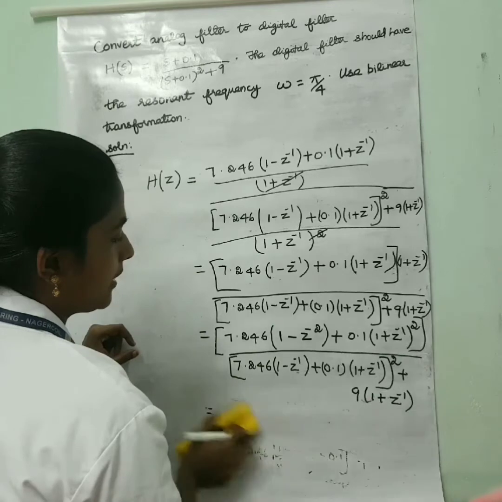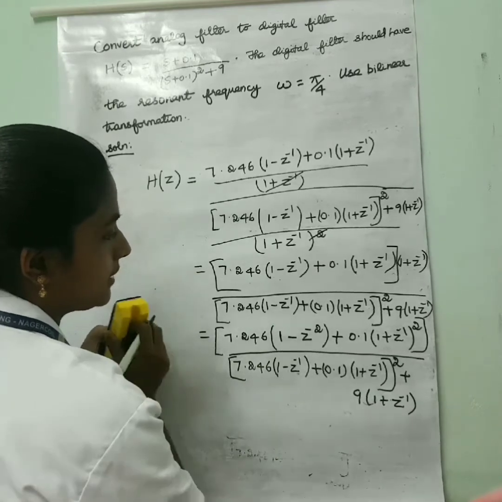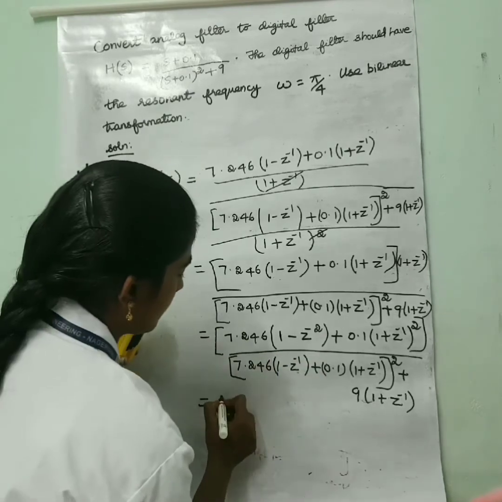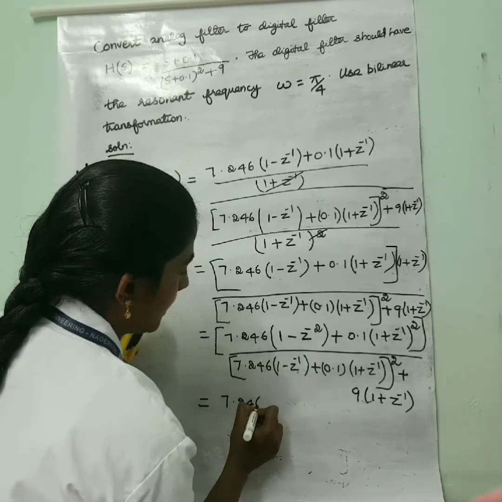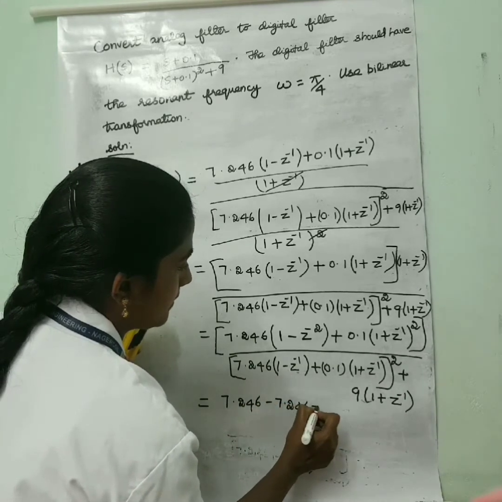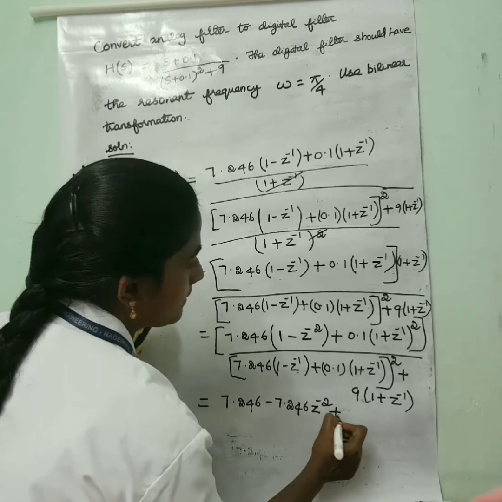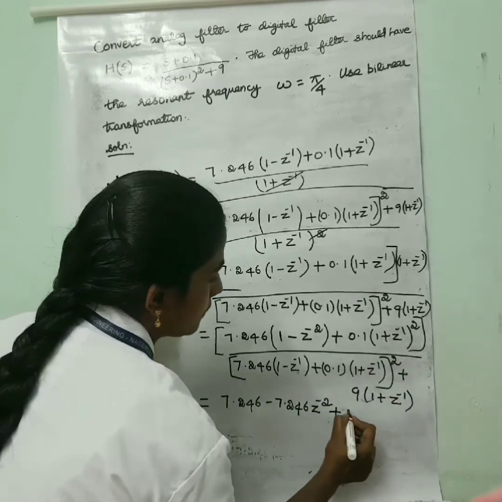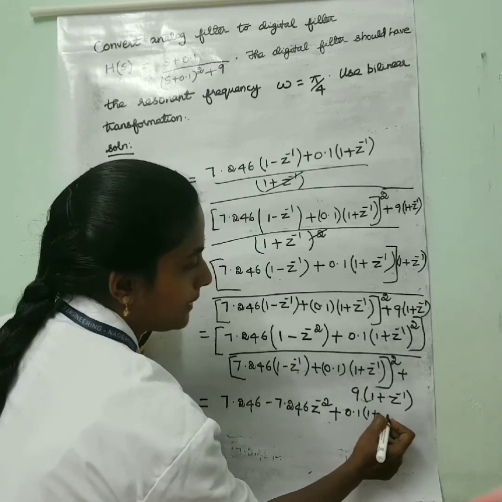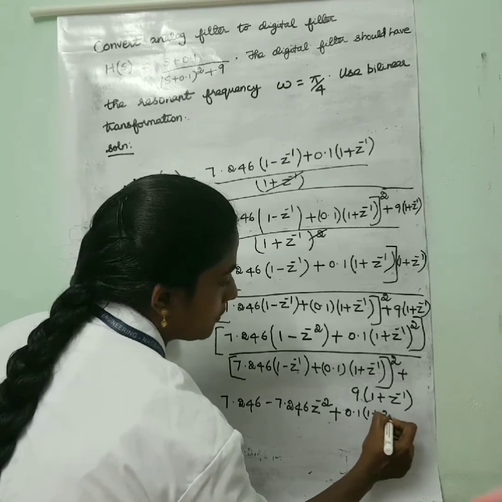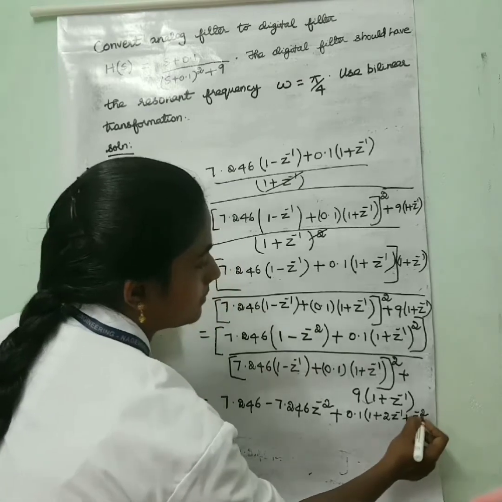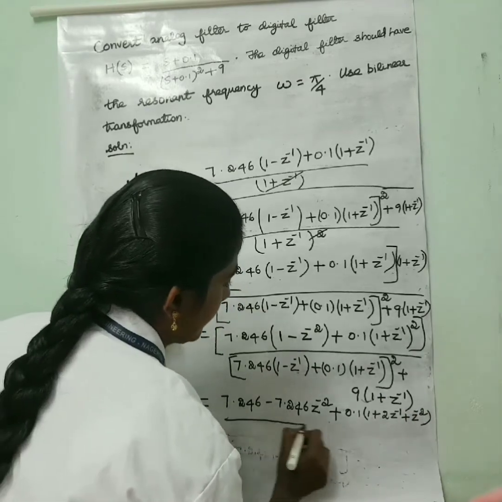Now you can simplify. This term in the numerator you can multiply inside. So 7.246 minus 7.246 into z power minus 2 plus this whole square. So you can expand it, 1 plus a square plus 2ab plus b square. So 2 into z power minus 1 plus z power minus 2. Okay.